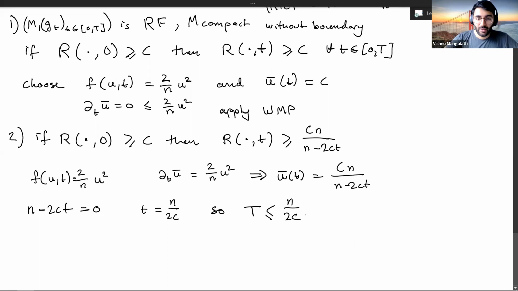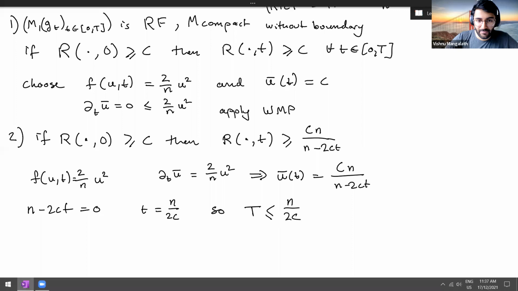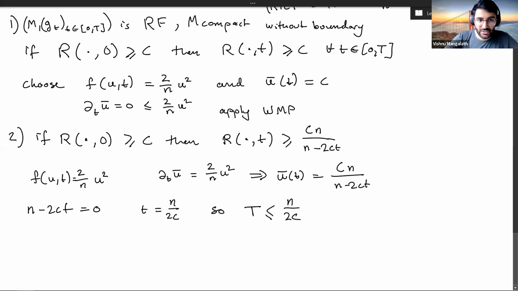So in this case, we know that in finite time, if the scalar curvature is not everywhere 0, if it's greater than some value, then the maximum time is bounded above like this.